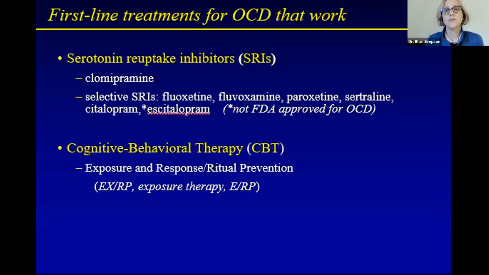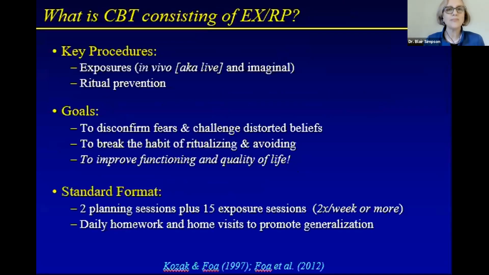The other class of treatment that we know works for OCD is cognitive behavioral therapy, but of a particular type. It's been called exposure and response prevention or ritual prevention. It's got a lot of different acronyms in the field. You're going to hear me call it exposure therapy or EXRP or sometimes CBT, but I mean this specific therapy. So what is this therapy?